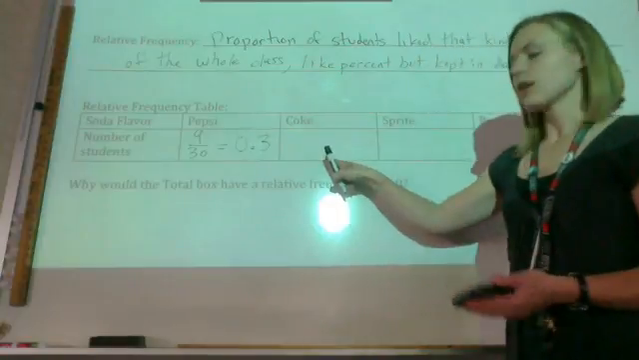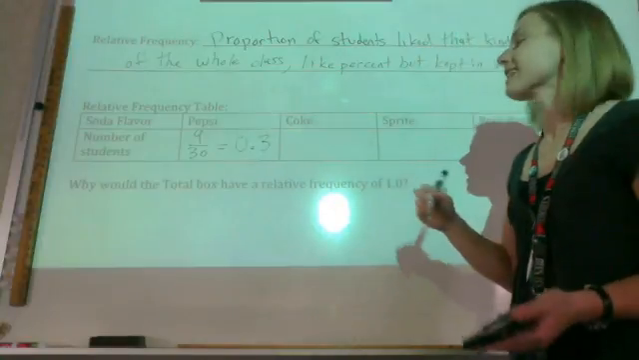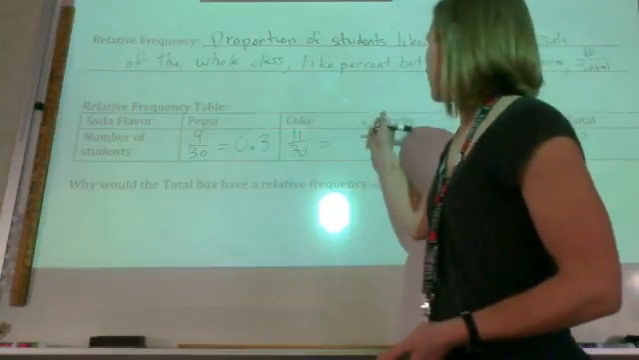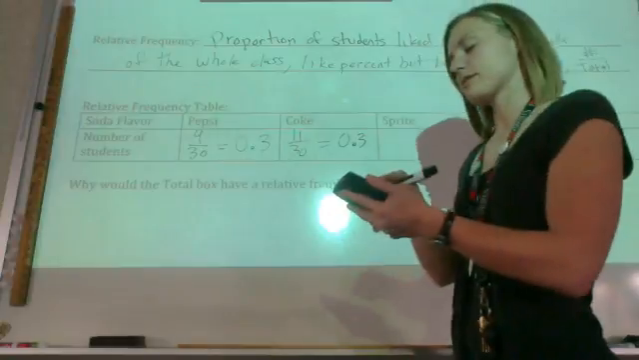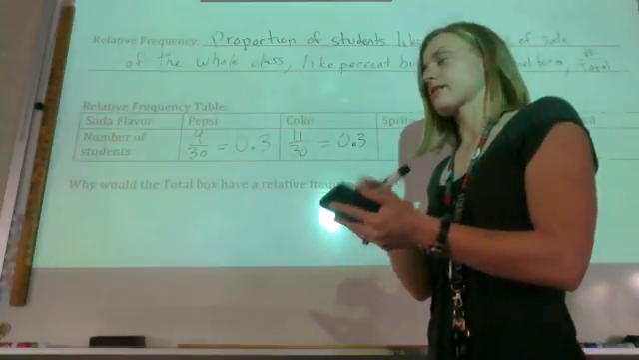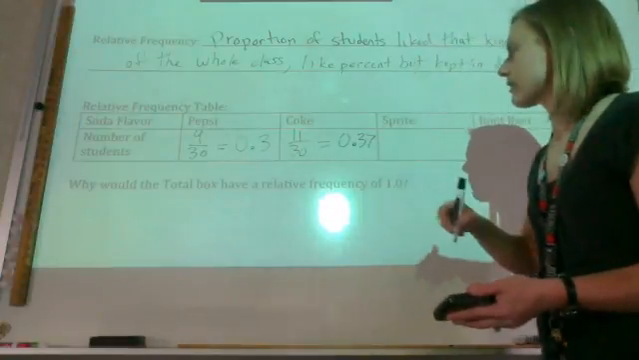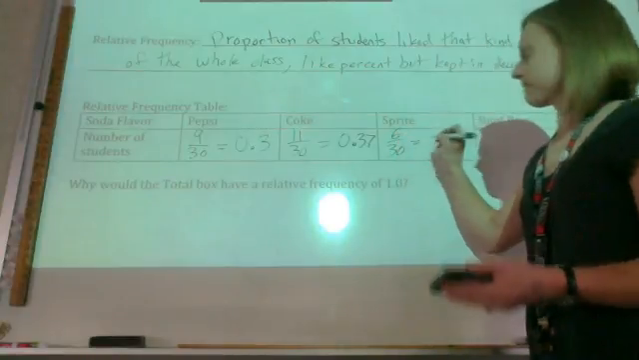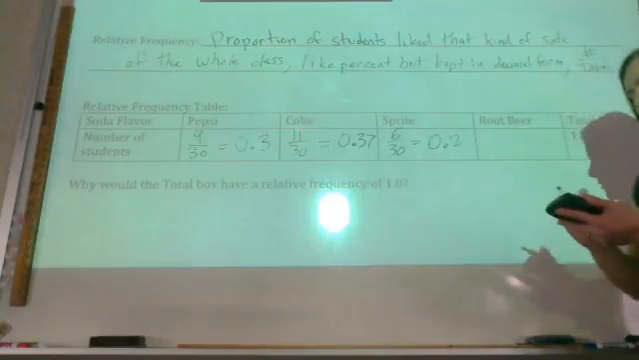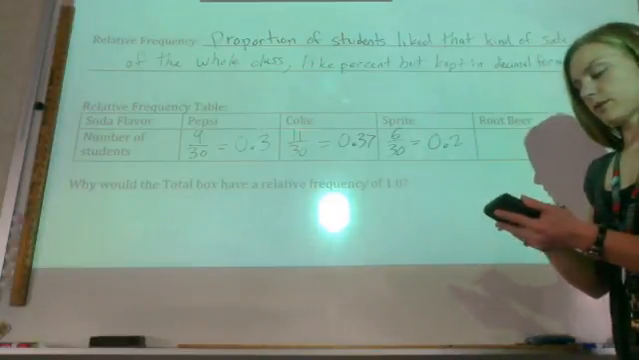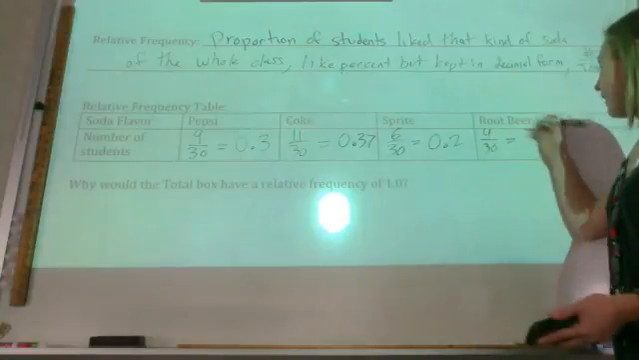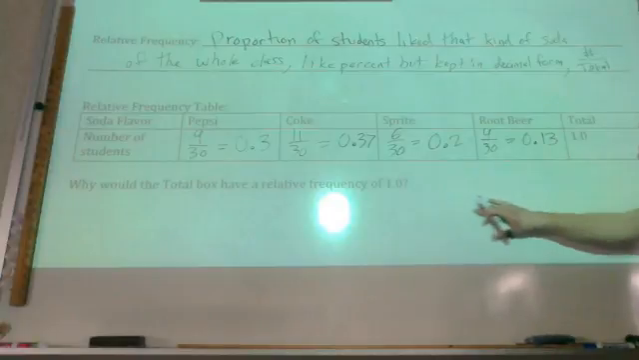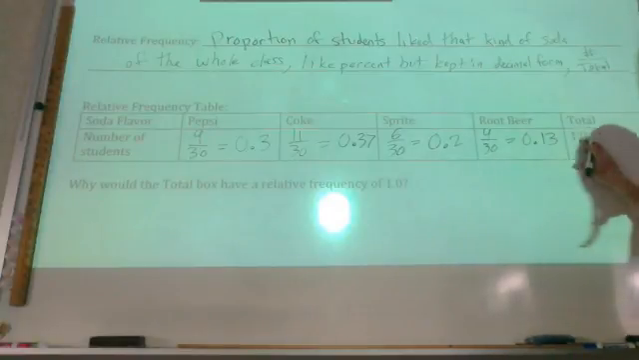So let's do Coke. Coke was 11. So we do that 11 over 30, and that's 0.366666. So we'll round it to 0.37. Sprite was 6, so 6 over 30, which is 0.2. And root beer, which was 4, so 4 divided by 30, and that's 0.13. So I put in the fact that the total should be 1.0, essentially 1.